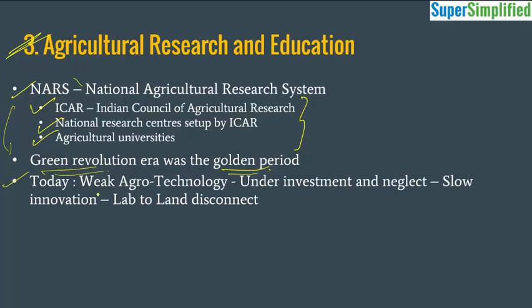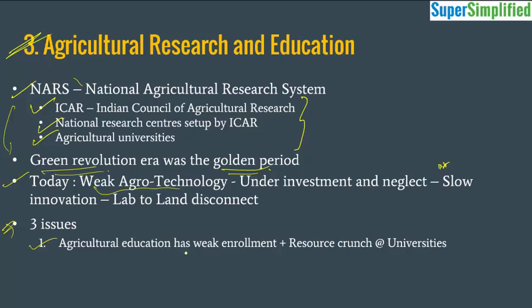But if you talk about today's scenario, there is a very weak agro technology available in India, and this is because of the underinvestment and neglect which this sector has seen. Because of all this, there's a slow rate of innovation, and there is also a lab to land disconnect which we talked about in the previous slides, right? The economic survey is telling that there are basically three issues behind this. The first one is that agriculture education has a very weak enrollment. There is not a lot of demand for agriculture education. A lot of bright students are not going into agriculture education. Because of that, this sector is not growing.